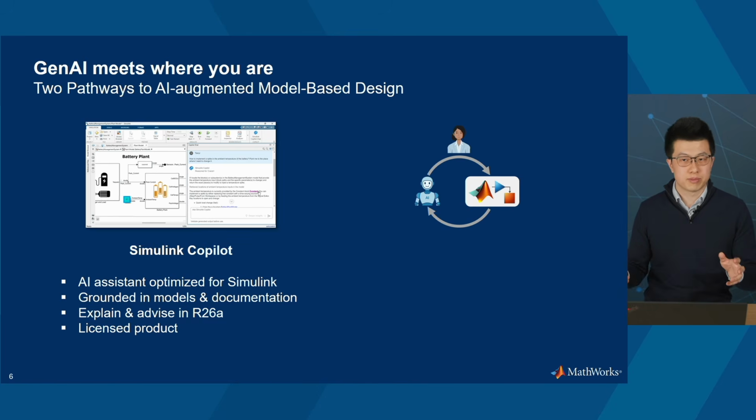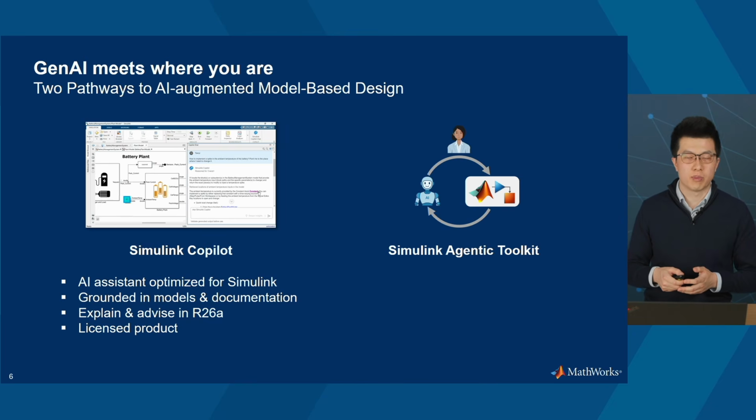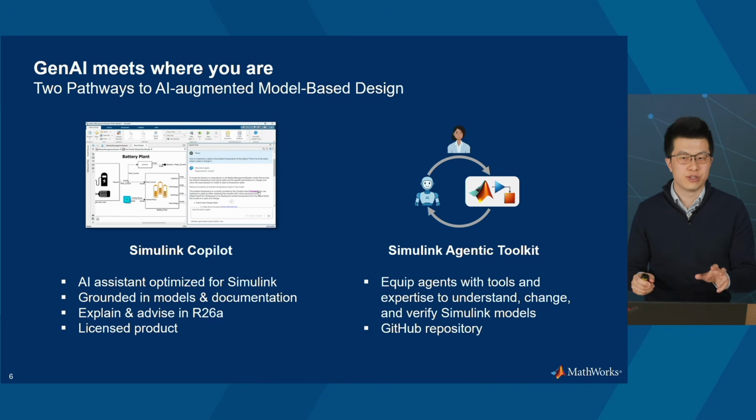This is a licensed product that has been released in R26A. And we're adding more capabilities in future releases. On the other hand, we have Simulink Agentic Toolkit. So if you're already using an AI coding agent, like OpenAI Codex or GitHub Copilot, we have released this to equip your AI agent with the tools and expertise to understand, change, and verify Simulink models. This is available now as a GitHub repository.